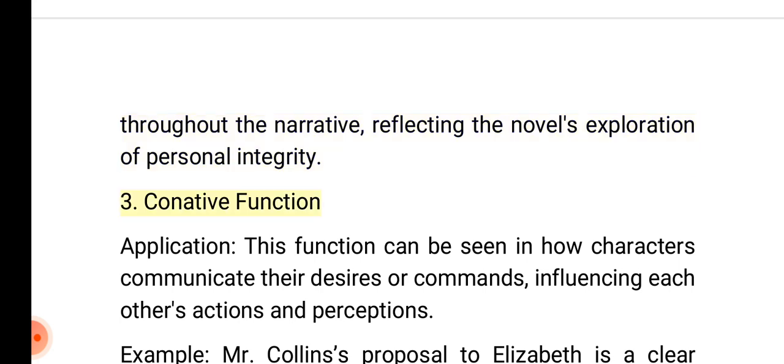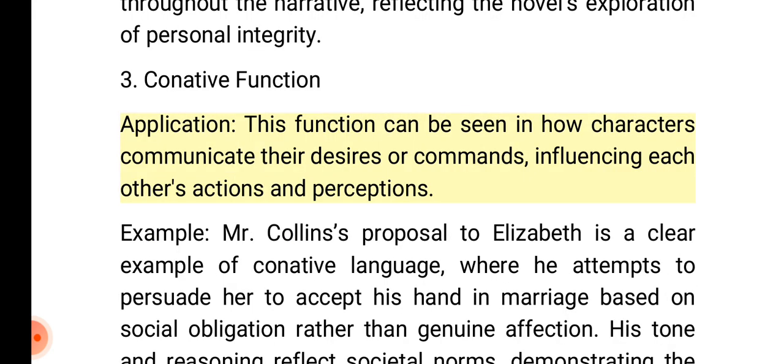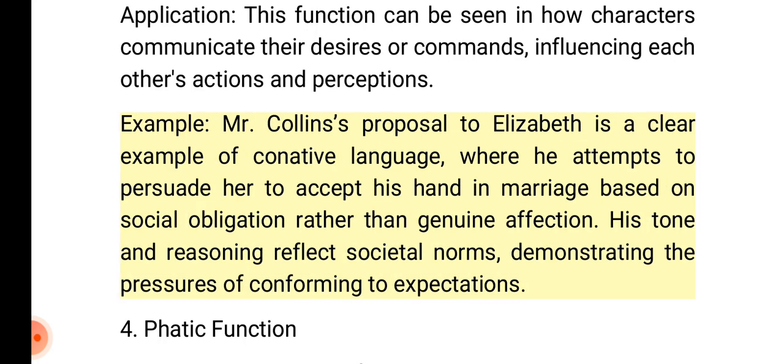3. Conative function. Application. This function can be seen in how characters communicate their desires or commands, influencing each other's actions and perceptions. Example: Mr. Collins's proposal to Elizabeth is a clear example of conative language, where he attempts to persuade her to accept his hand in marriage based on social obligation rather than genuine affection. His tone and reasoning reflect societal norms, demonstrating the pressures of conforming to expectations.